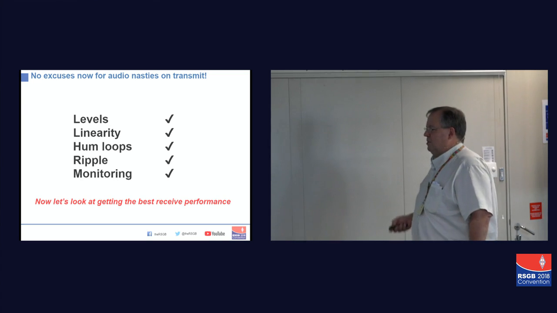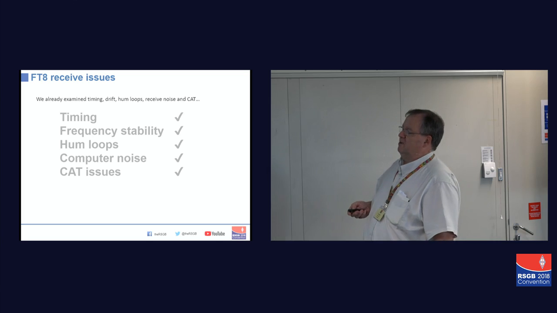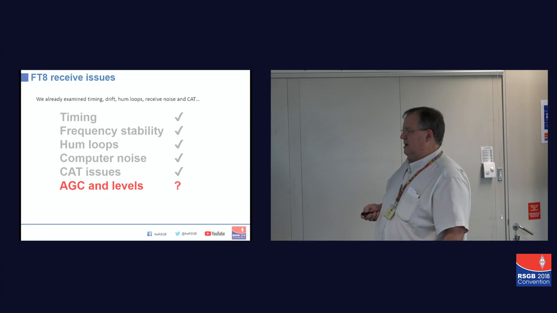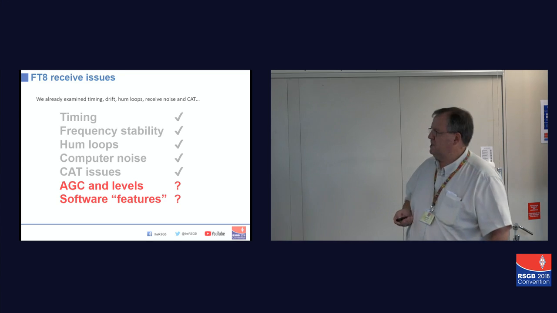So far, so good. Now let's have a look at receivers. So, effectively, we've already done 5 of the problems that we might have with receivers. So, what's left? AGC and levels, and software features, shall we say.